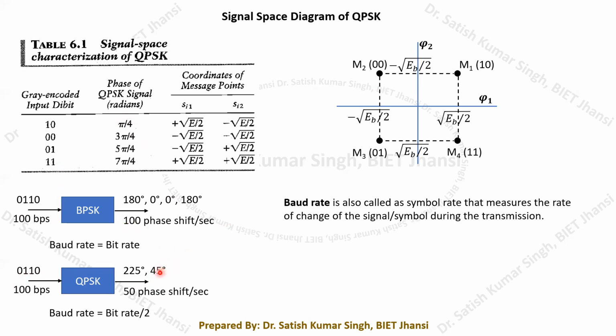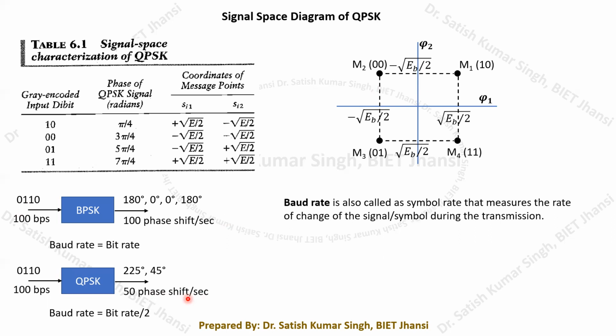The meaning is that though the input sequence has a number of bits per second coming to this particular system of 100 bits per second, the output actually has only 50 phase shifts per second. Just half, because we are changing the phase of our carrier based on the combination of two bits. So if we are sending 100 bits per second, the corresponding phase shift in the sent signal will be only 50 phase shifts per second that we are going to observe.